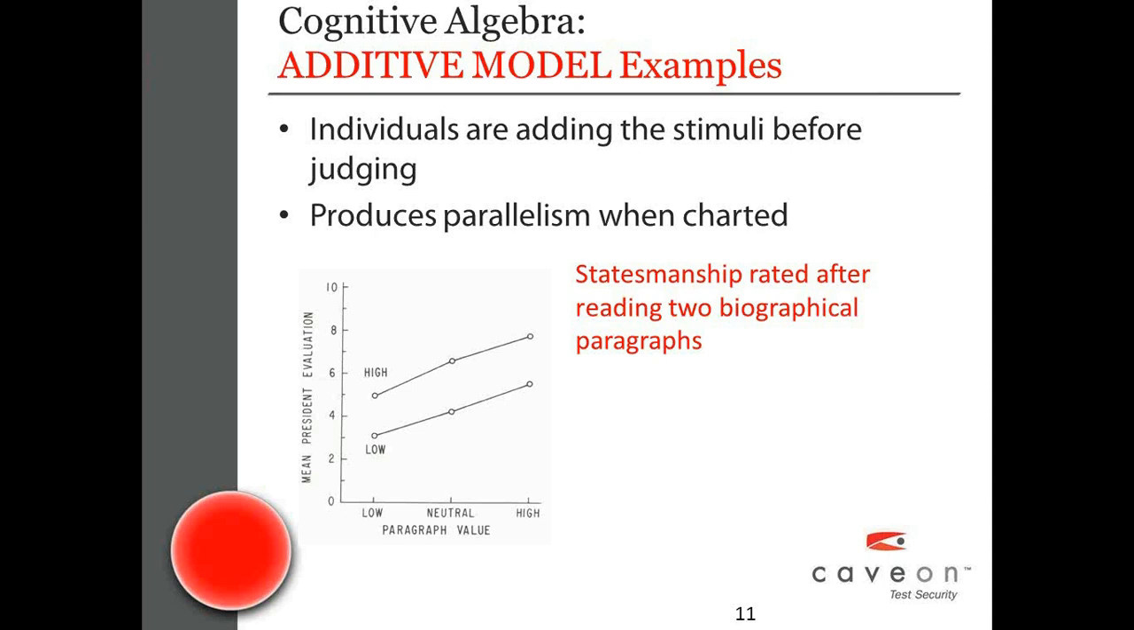So the far right and the upper point shows the most positive evaluation of presidential statesmanship was given when 2 positive biographical paragraphs were written. And you can see the other judgments, but most importantly, you can see that the 2 lines are linear and they're parallel, indicating very strongly that an additive model is being used. That is, the judges are adding what they learned from one paragraph to what they learned from another one before they make their judgments. Let's see another example.